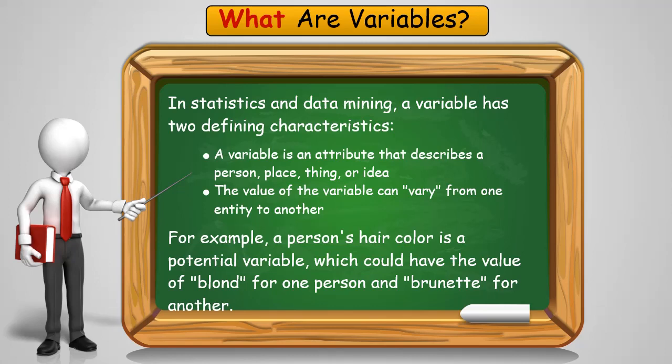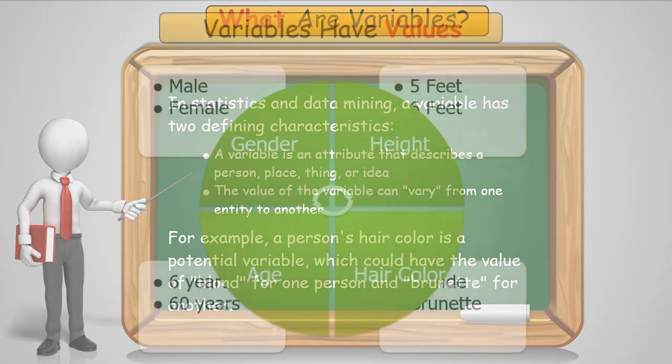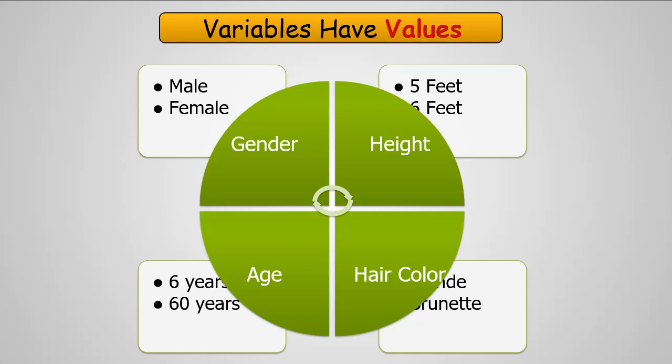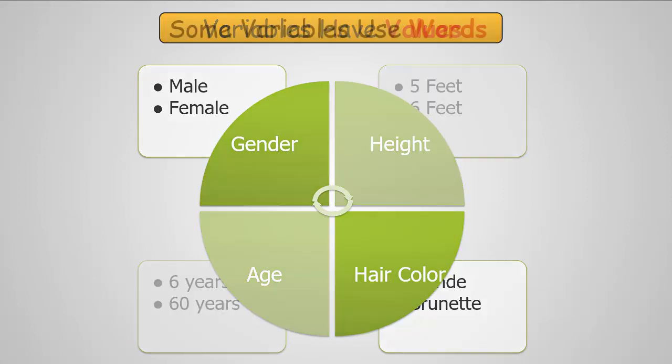The best example is a person's hair color. That would be a potential variable in an algorithm or a model, which can have values like blonde for one person and brunette for another. So in the example here, a person can have a gender of male or female. Height would be a variable, and you could be 5 feet tall or 6 feet tall. And hair color might be blonde and brunette. And your age might be 6 years or 60 years.